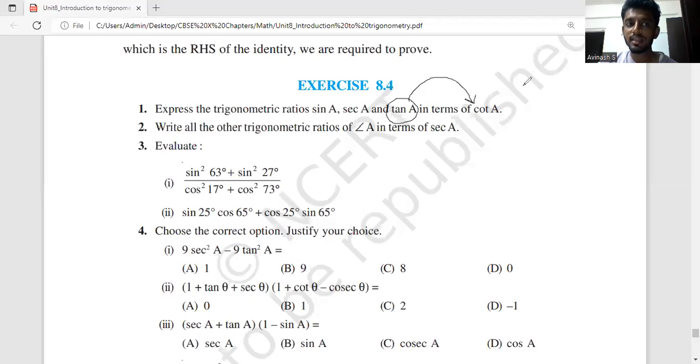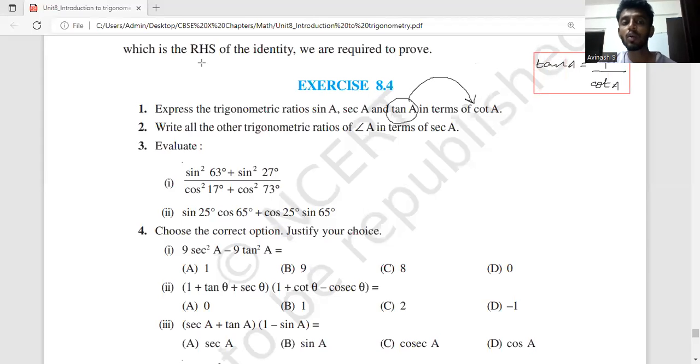So the third part is we are going to represent tan in terms of cot A, and we need not go to any identity for this because we know very well that tan A and cot A are inverse of each other. So we can directly write tan A equals 1 by cot A. So we are able to express tan A in terms of cot A as an inverse. This is quite simple, unlike the other two. With this we come to the end of first question.